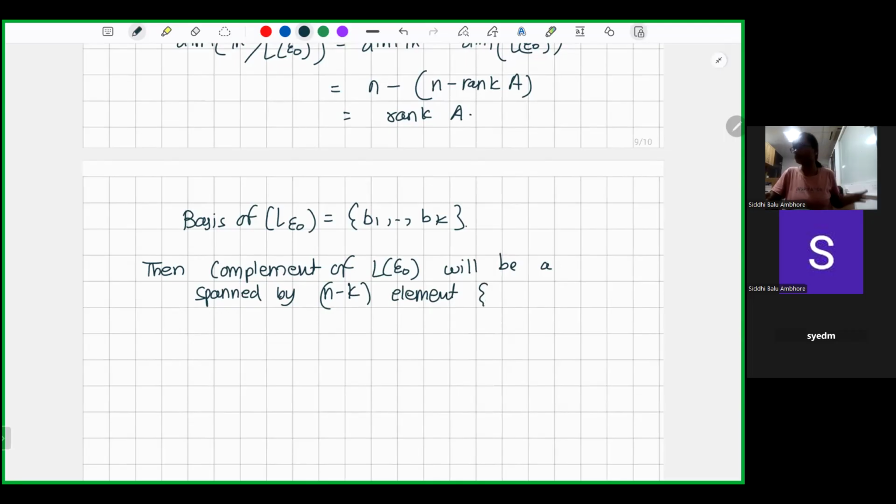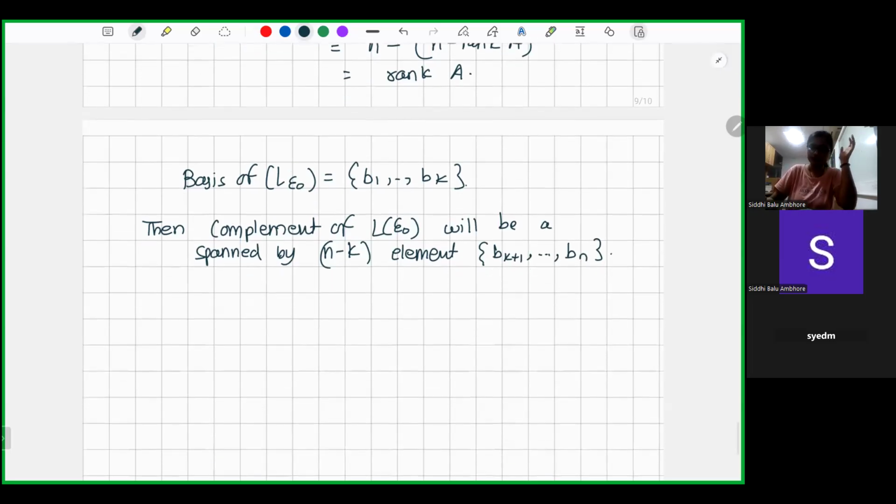Suppose B_{k+1} to B_n, right? These are n minus k elements such that R^n is the span of B_1 to B_k, direct sum the span of these elements B_{k+1}, ..., B_n.